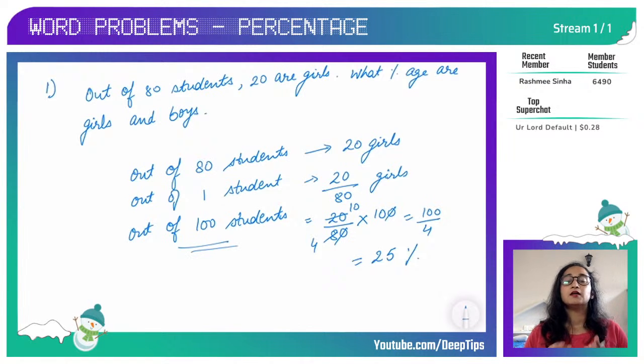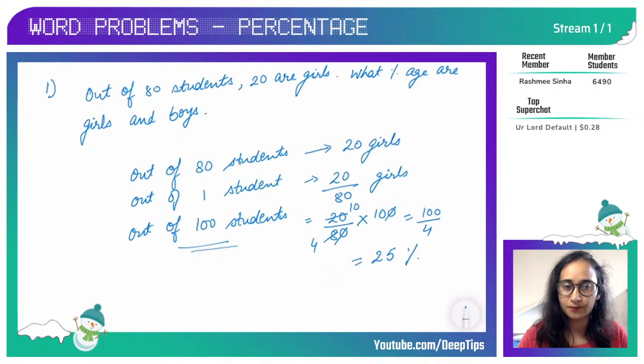So children, the trick here is, whenever you have a word problem, the thing that you have to calculate, always keep it on your right hand side.